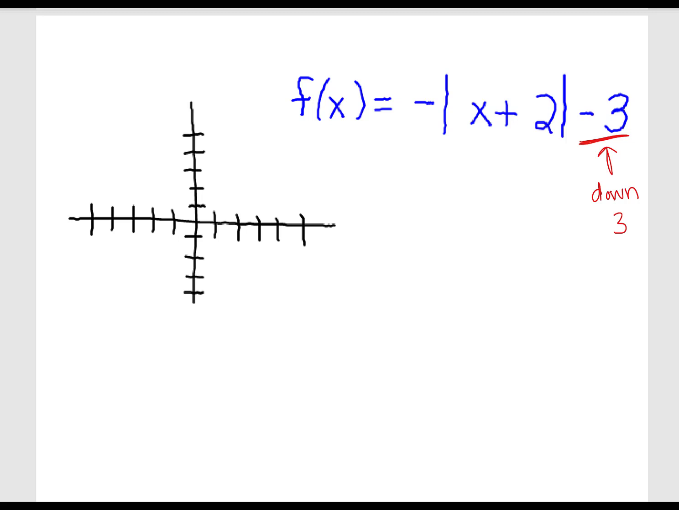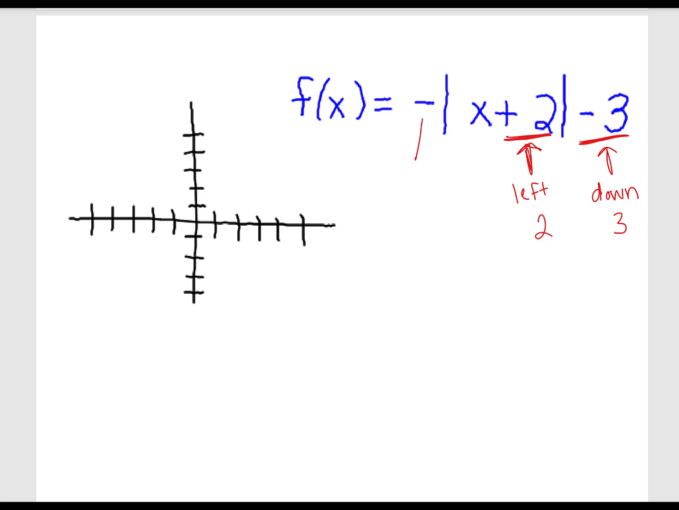And then if there was addition or subtraction inside the function, housed with x, this would be a left or right shift, and it would be opposite of the sign. So this saying plus 2, well, left or right, that would make me want to go right because it's plus 2. But we're actually going to do the opposite, so left 2.